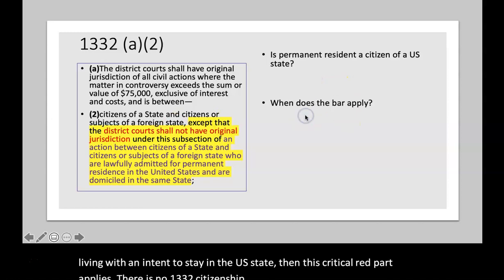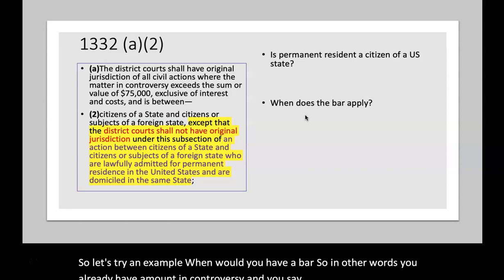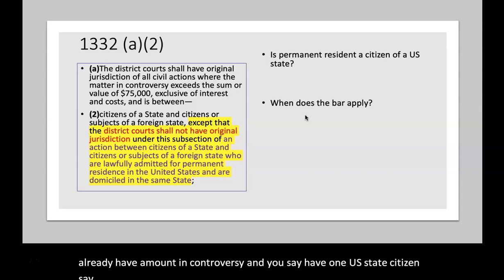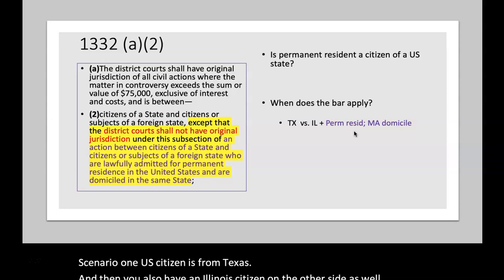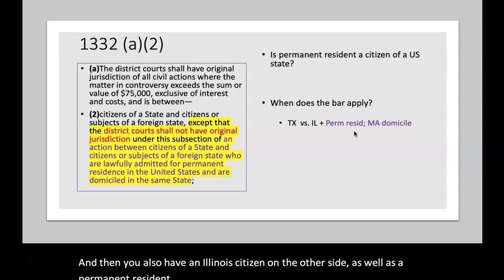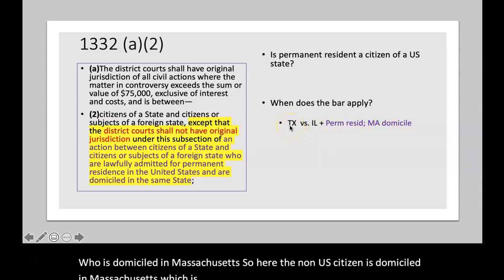So let's try an example. When would you have a bar? In other words, you already have an amount in controversy and you say have one U.S. state citizen, say Florida, versus a permanent resident. Scenario 1: the U.S. citizen is from Texas, and then you also have an Illinois citizen on the other side, as well as a permanent resident who is domiciled in Massachusetts. Here, the non-U.S. citizen is domiciled in Massachusetts, which is a different state than Texas. So there is no bar.